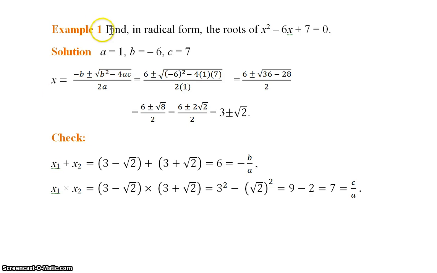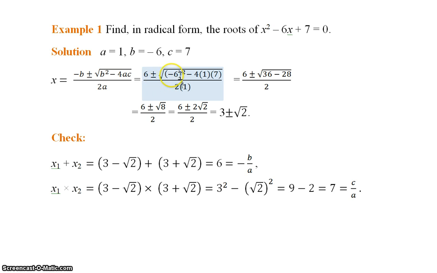Example 1. Find in radical form the roots of the quadratic equation x squared minus 6x plus 7 equals 0. In this case, a equals 1, it is coefficient of x squared, b is negative 6, coefficient of x, and c is constant term, c is 7. We apply the quadratic formula and substitute these values of a, b, and c into this formula. We get the following expression.